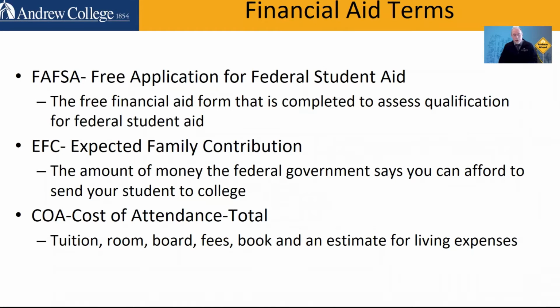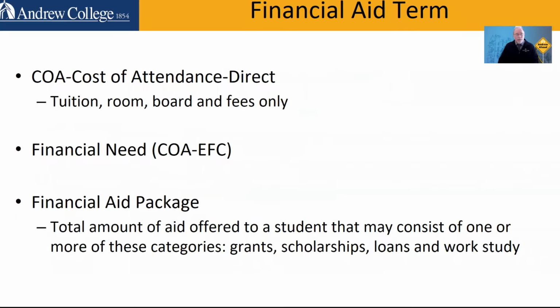Colleges love acronyms, by the way. The next one is COA, or the cost of attendance. Now, there are two types of cost of attendance. There's the total cost of attendance. Now, that includes room, board, tuition, an estimate for books, fees, and living expenses. Typically, this amount is going to be more than just the cost of room, board, and tuition. When you're looking at just the costs of room, board, and tuition, you're looking at the direct costs. Room, board, tuition, and mandatory fees only. Now, Andrew College has no mandatory fees, so you would not need to consider that. Just room, board, and tuition would be the direct cost of attendance.